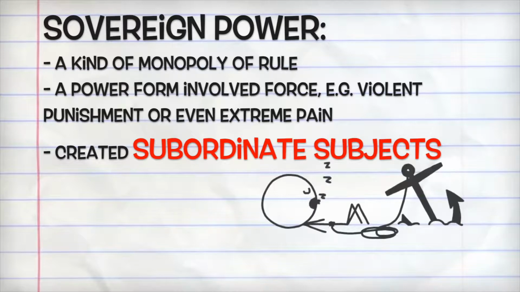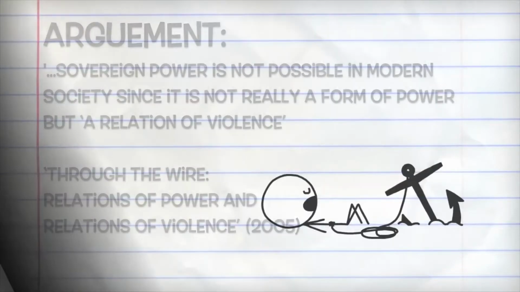The sovereign power is a kind of monopoly of rule. It is a power form involving force, for example, violence, punishment, or even extreme pain, as it is aimed to create subordinate subjects on every social body.